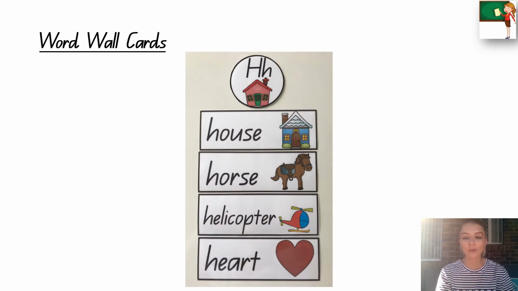Okay, let's have a look. I've got some word wall cards here from the classroom. We're going to look at some letter H words. The first word I've got here is house. The first sound in the word house is H, so we write the letter H. The next one we've got is horse, and the first sound again in that word is H. The next word is helicopter, and the first sound that comes out of my mouth is H. And the last one we've got is heart, and again, that starts with the letter H.